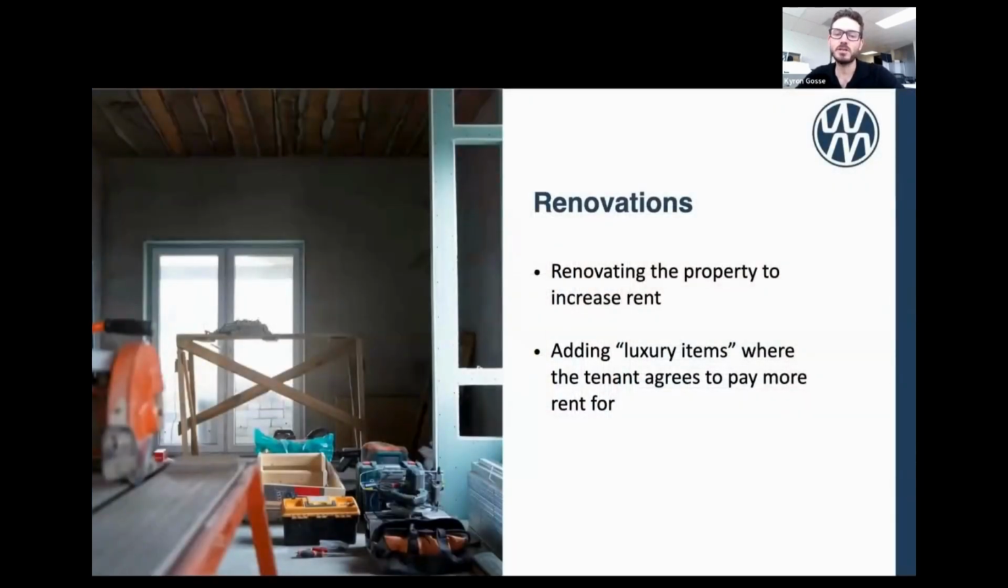Another strategy you can utilize is through renovations. Renovating the property increases rent, therefore increases cash flow, but also adding what we might call luxury items. Talking to your tenant and saying, what would you like us to do to add to the property? And if I was to do that, what would you be willing to pay for? What would you be willing to increase the rent by in order to do that?